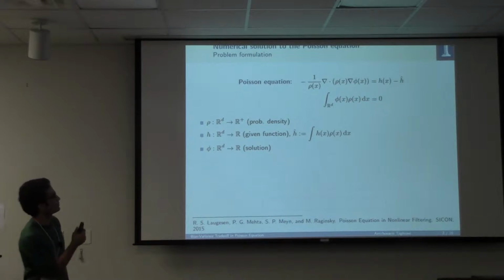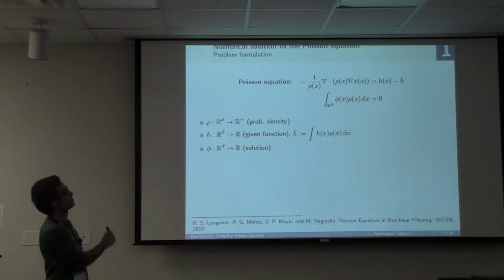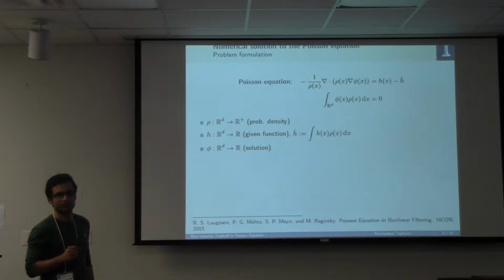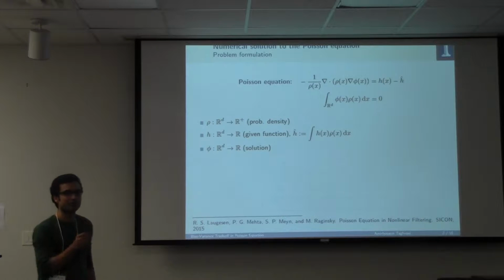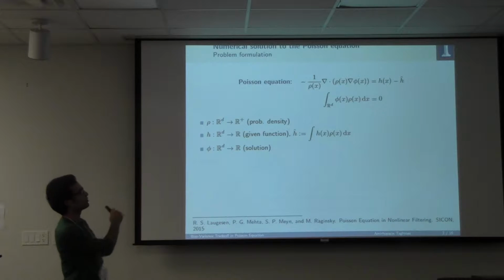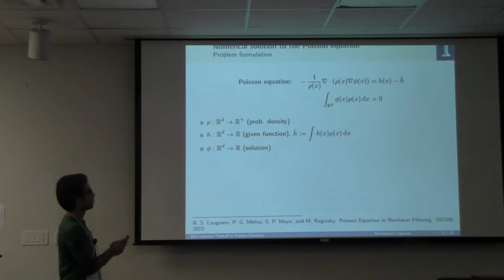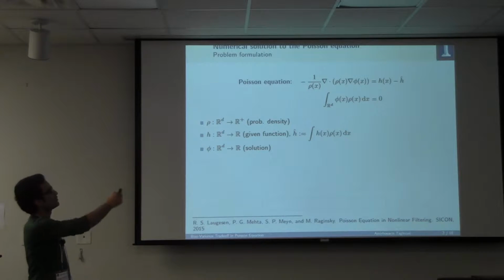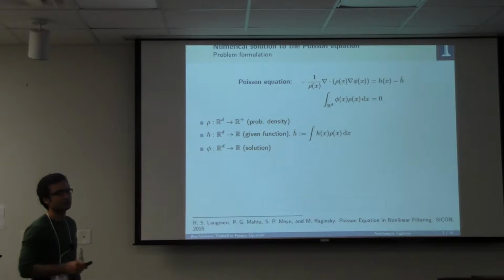Okay. So we are interested in numerical solutions to that PDE, which we call the Poisson equation. Here rho is a probability density function, h is a real valued function, h hat is the mean of h with respect to rho, and phi is the solution that we are looking at. In the case where rho is constant, it reduces to the classical Poisson equation. And that's the mean zero condition we require, so that it guarantees the uniqueness of the solution.